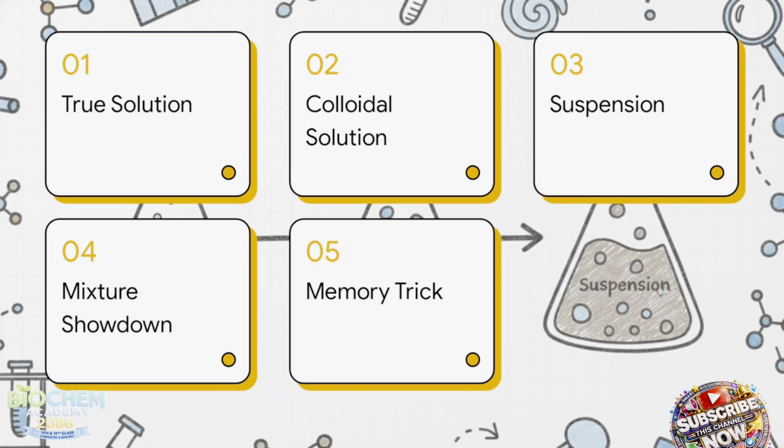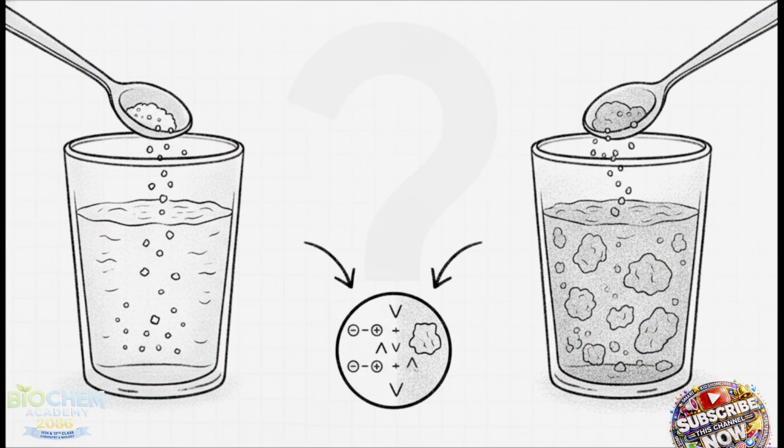Here is our roadmap for today. First up, we'll cover the invisible true solution, then the in-between colloid, followed by the heavyweight suspension. We'll wrap it all up with the ultimate mixture showdown and an ultimate memory trick. Let's get started. So, I want to start by posing a really simple question to you guys.